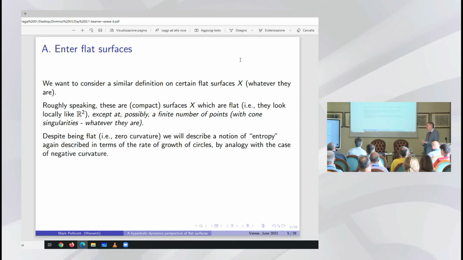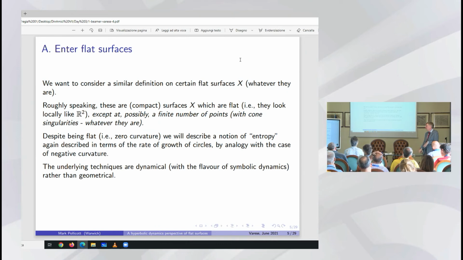And then we're going to define a notion of entropy. How are we going to define the notion of entropy? We'll do exactly the same thing. We'll take a point and we'll look at bigger and bigger circles on the surface. That is, a circle which is connected to some fixed reference point by a geodesic on this surface, and I'll see how fast it grows. And that will give me my definition of topological entropy.